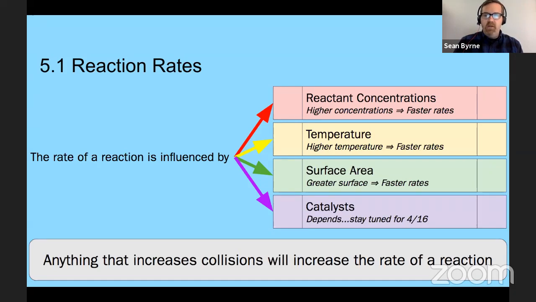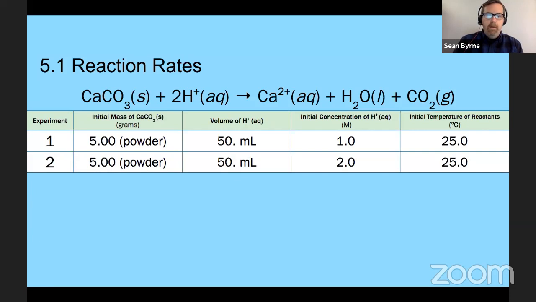Okay, so this would be a great slide here to take a screenshot of, either a mental screenshot or take some notes, just to remind yourselves of the four factors that are going to affect the rate of a reaction and how they do so. In general, higher concentrations, higher temperatures, and greater surface area are going to lead to faster rates. All right. So let's look at a couple of different examples of comparing two different experiments to one another.